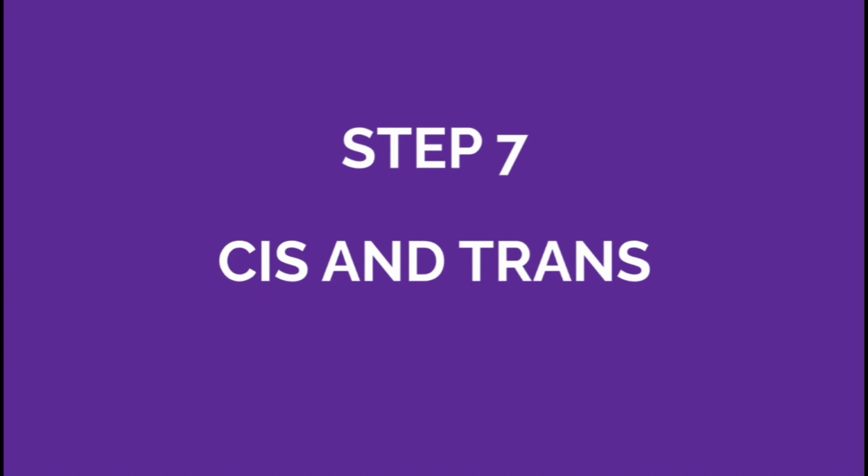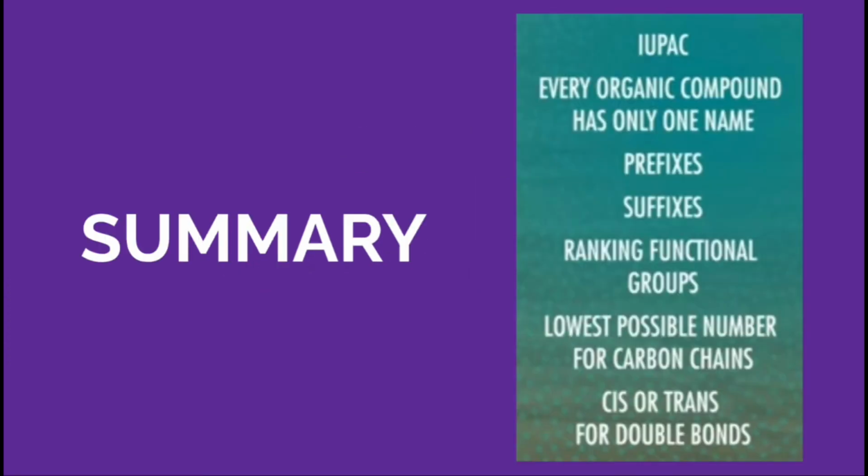Cis prefix is given when the functional groups are on the same side of the carbon chain, while trans conveys that functional groups are on the opposite side. And these were all the steps to name an organic compound.